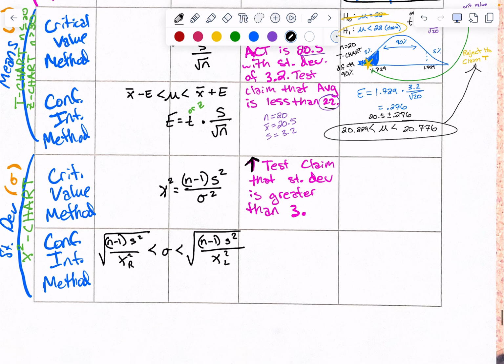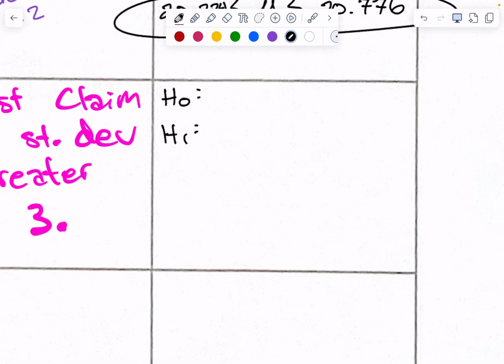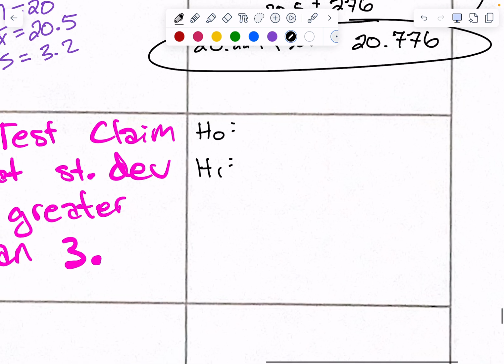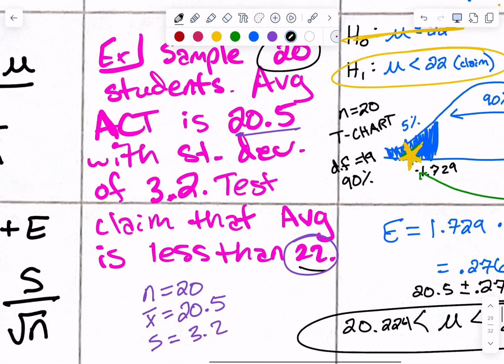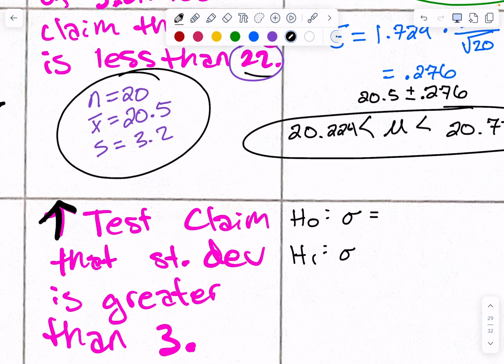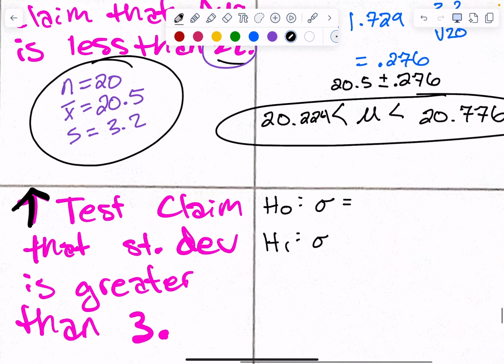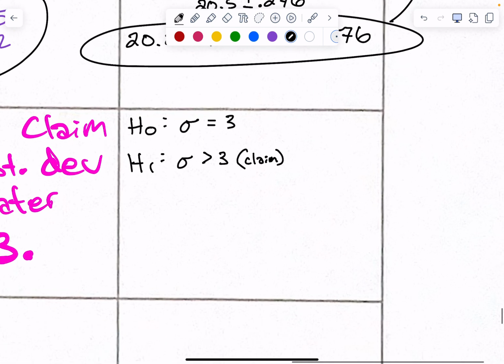Okay, now standard deviation. Only the chi-squared chart. Let's do our hypotheses first. H naught, H1. What variable do we use? Sigma. All the information is the same from up above, except now we're doing standard deviation, and we want to say it is greater than 3. So H naught is sigma equal to 3, and the claim is the bottom one. Okay? Good?